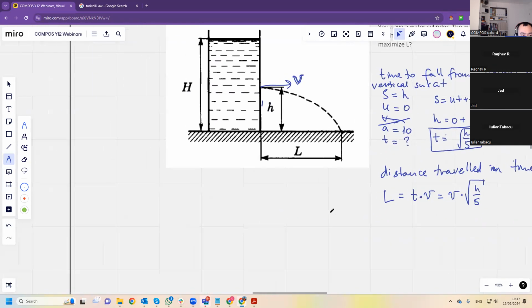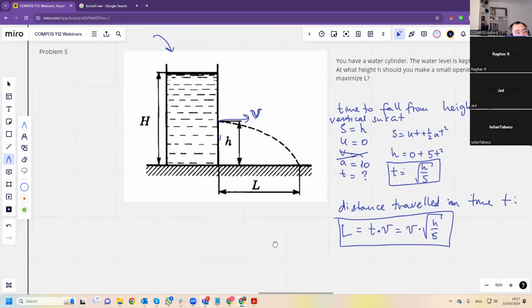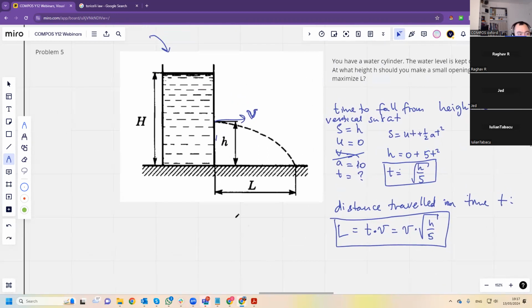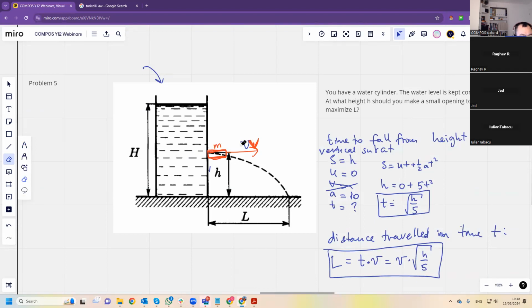Okay, so we found L, the distance, in terms of v and h. We don't know v yet. Now we do need to find v. So let's look at what happens here. Let's say we have some water coming out of the nozzle. Water of mass m traveling with velocity v.